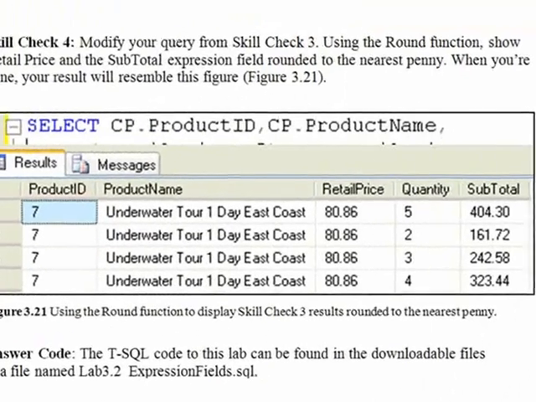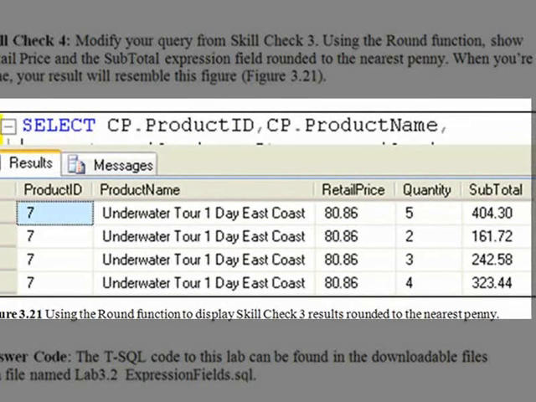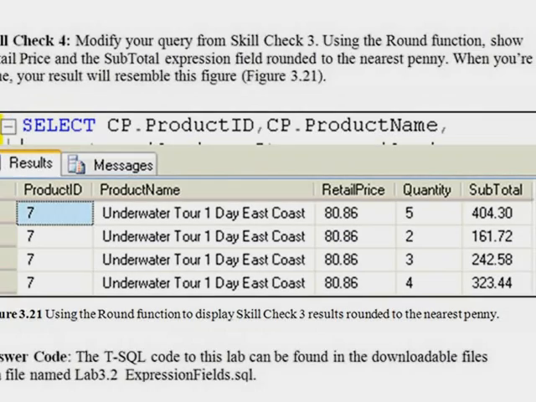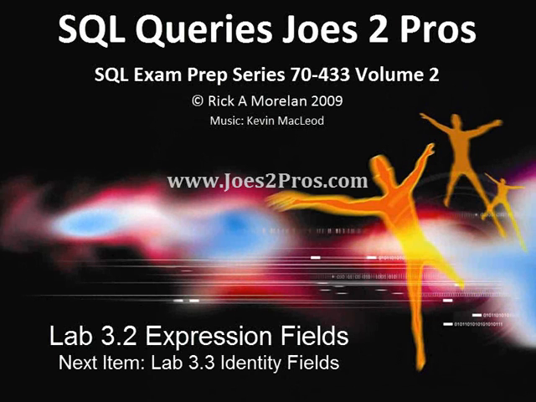Skill Check 4. Modify your query from Skill Check 3 using the round function. Show retail price and the subtotal expression field rounded to the nearest penny. When you're done, your results should resemble the figure you see here. That does it for Lab 3.2 on expression fields. Next item, let's do Lab 3.3, identity fields.